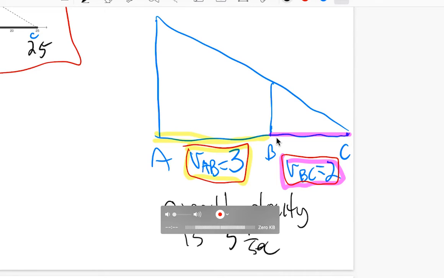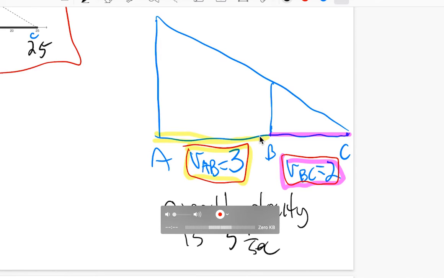Now I want you to think about this. This distance right here is increasing at 3 feet per second. This distance from B to C is increasing at 2 feet per second. So that's the length of the shadow, that's what it's increasing by. So if that's true, how quickly is C moving away from A? Okay, think about that for a second.